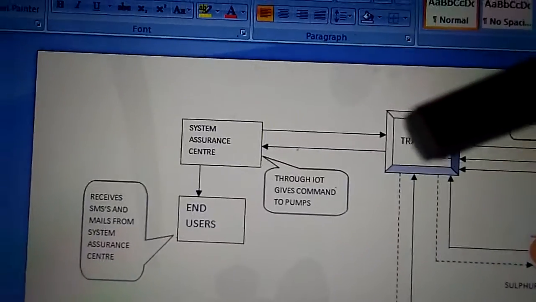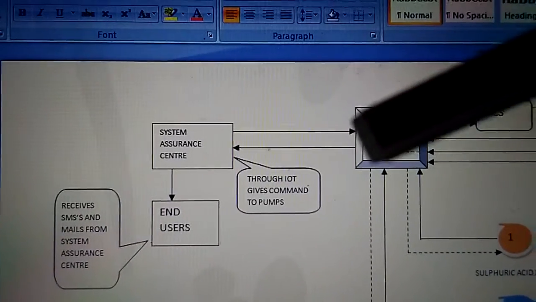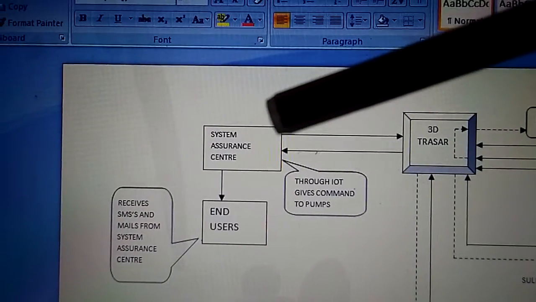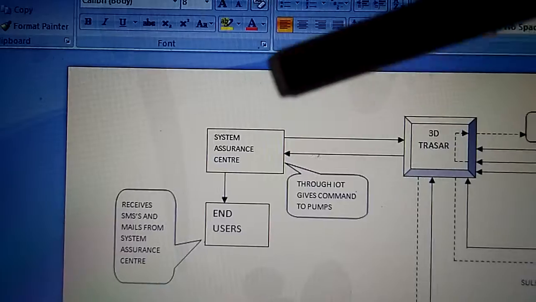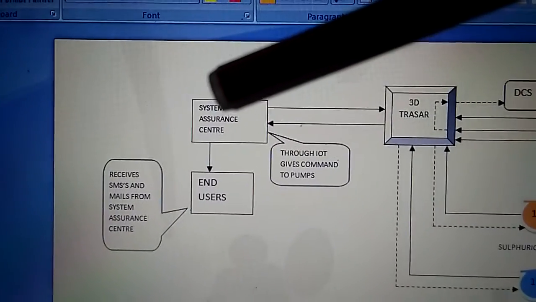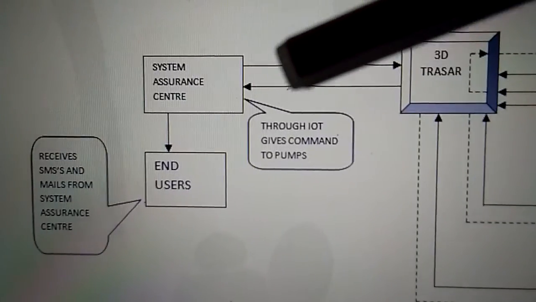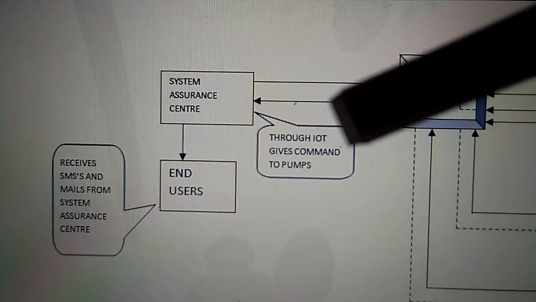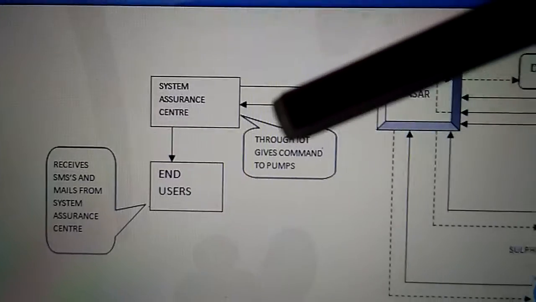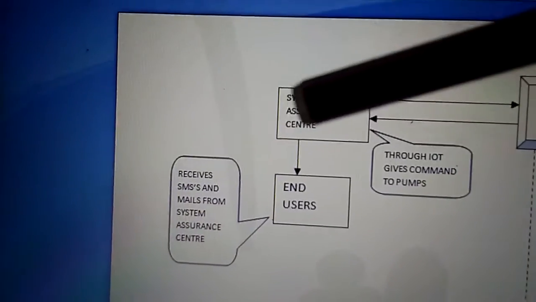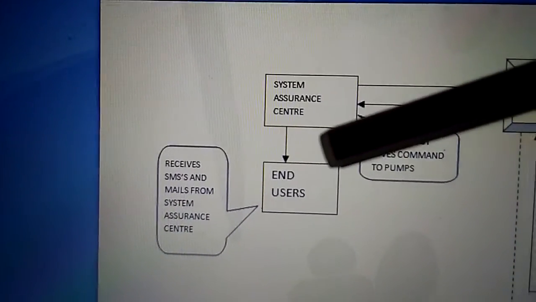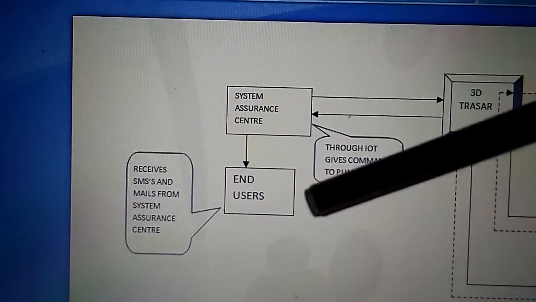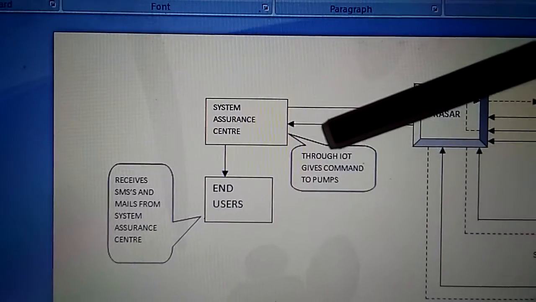Not only that, it is also connected through internet or wireless to the system assurance center located very far away, which overlooks the system as a whole. Through IoT, or Internet of Things, it gives commands to the dosing system pumps, and also it gives different SMS and mails to the end users like us and the people in the field who operate the system.